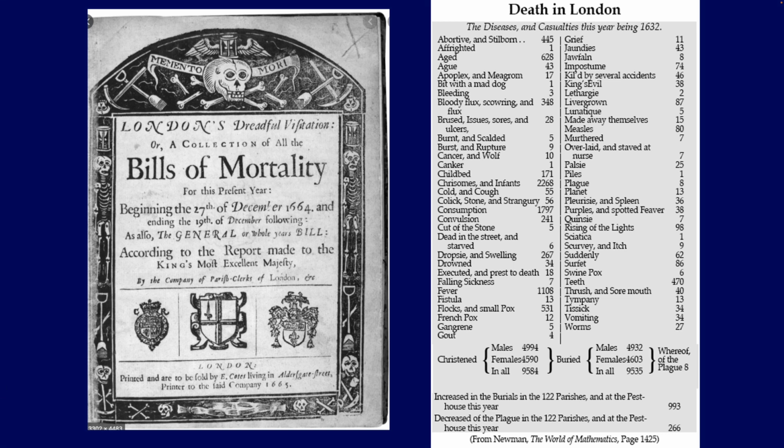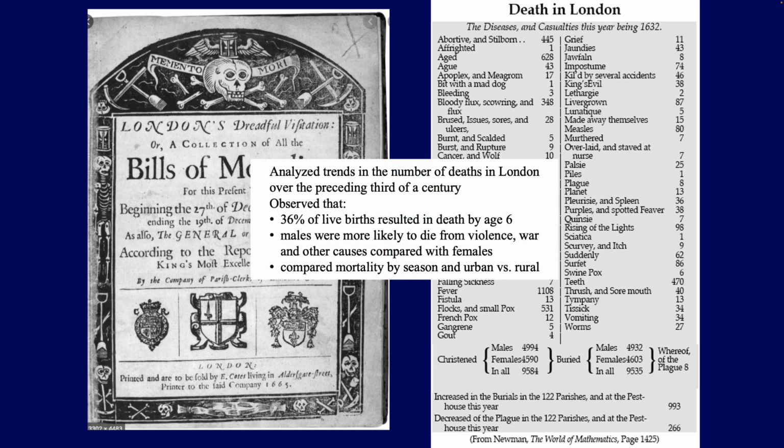Using the data that they compiled from all the different parishes this way, Petty and Grant were able to make observations such as 36% of all live births resulted in death by age 6, or that males were more likely to die from violence, war, and other causes as compared with females. They could analyze time trends and the number of deaths in London over the preceding third of a century to look at the seasonality of deaths. And they could also compare mortality rates by urban versus rural settings. These kinds of analyses and comparisons can provide insights and hypotheses about what the underlying causes behind these different causes of death might be.